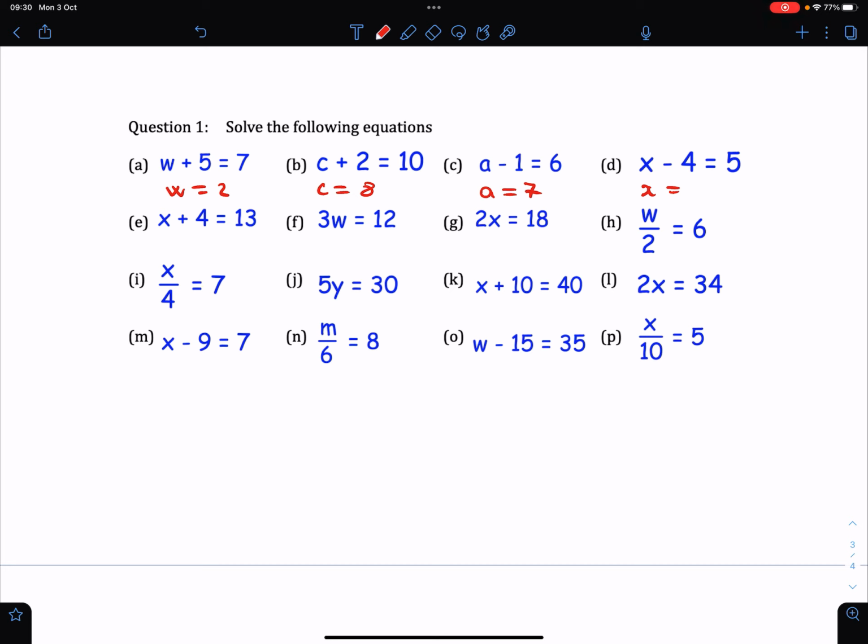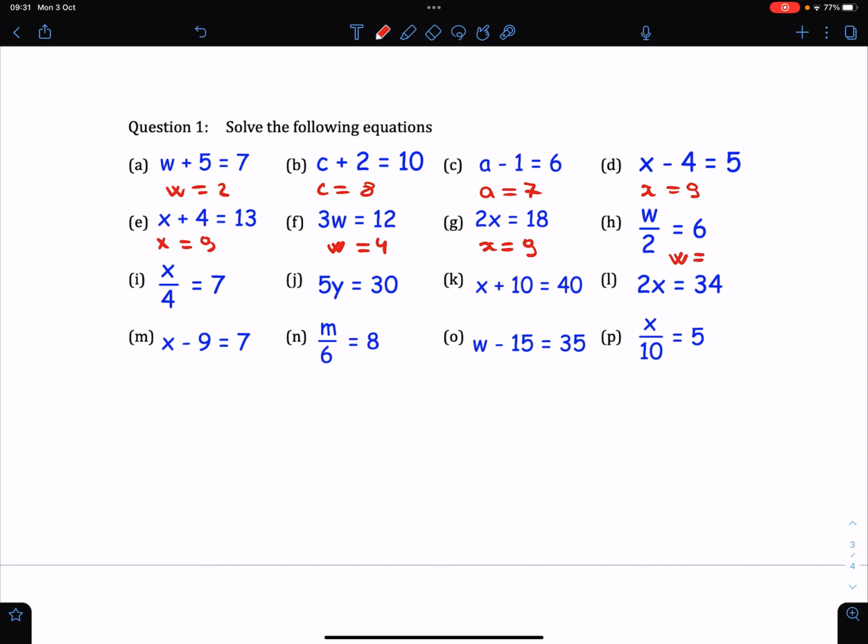X minus 4 equals to 5. X is... X plus 4 equals to 13. X is, let me ask one by one. Sania, X equals to 9. 3W equals to 12. Ayla, W will be... so 2x equals to 18. Fatima, 2x equals to 18. X will be? Perfect. W divided by 2 equals to 6.